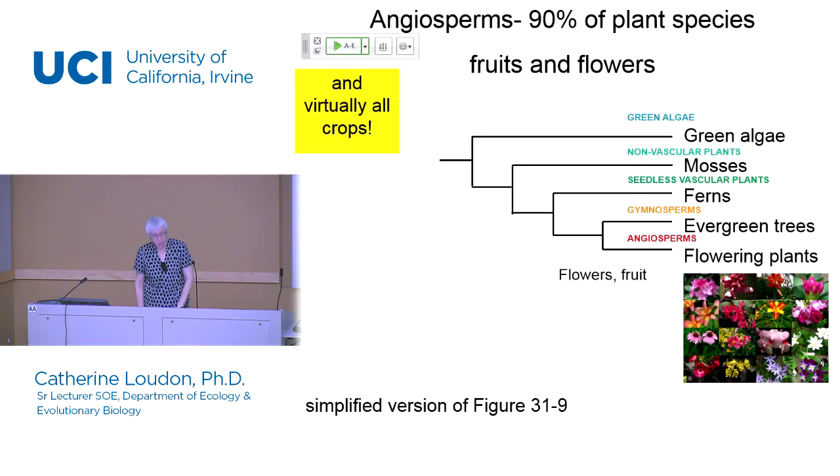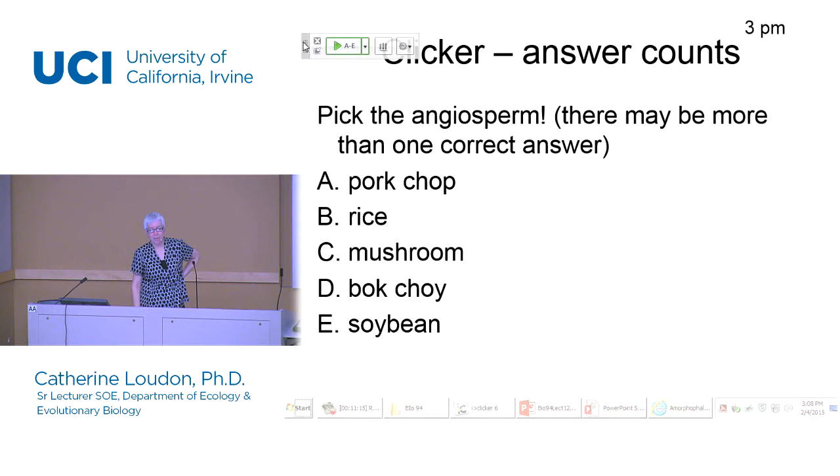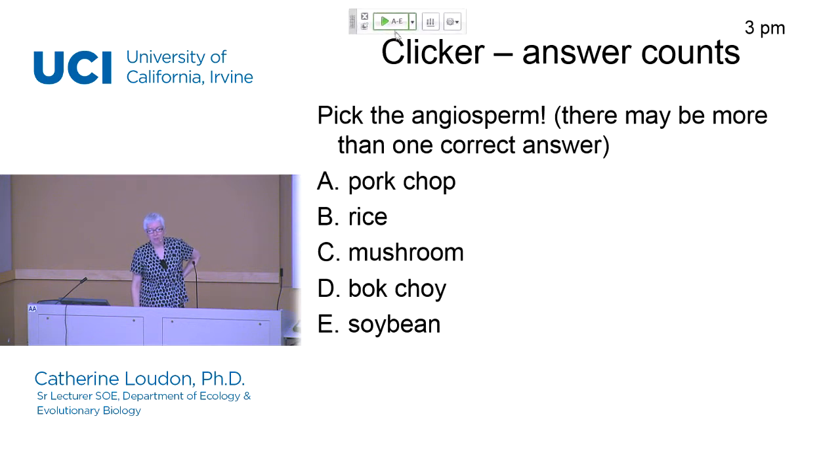And you may be less familiar with thinking about food items in this respect, but let's go ahead and play Find the Angiosperm. Okay, we'll do this as a clicker question here. The answer counts, meaning you get more credit if you answer this correctly than if you don't. And you should pick the angiosperm in this list. Okay, if you're not quite sure, good time to chat with your neighbors and compare notes. There may be more than one correct answer. Okay, your choices are pork chop, rice, mushroom, bok choy, or soybean. What do you think? What's an angiosperm? Chat with your friends, and I'll check back in with you in 20 seconds.